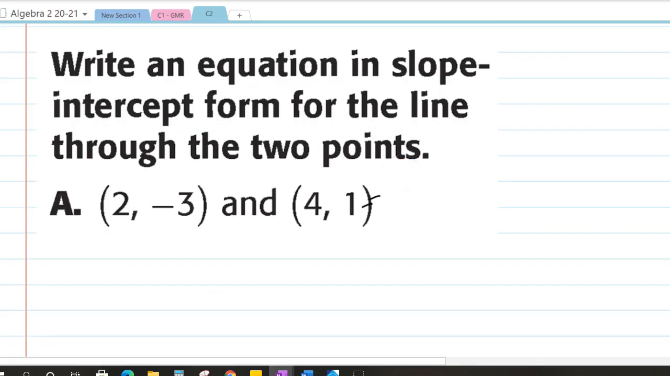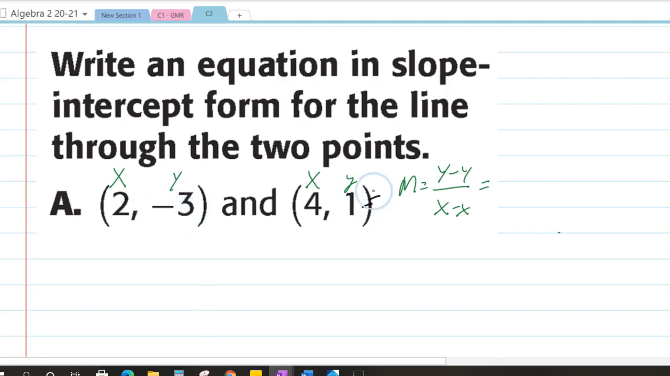Here they want us to write an equation in slope-intercept form for the line crossing through the 2 points. They didn't give me a slope, so I need to find a slope first. We know that slope is equal to y minus y over x minus x. Whenever we have points like this, we always label our points. X comma y, x comma y. Now I just plug it in.